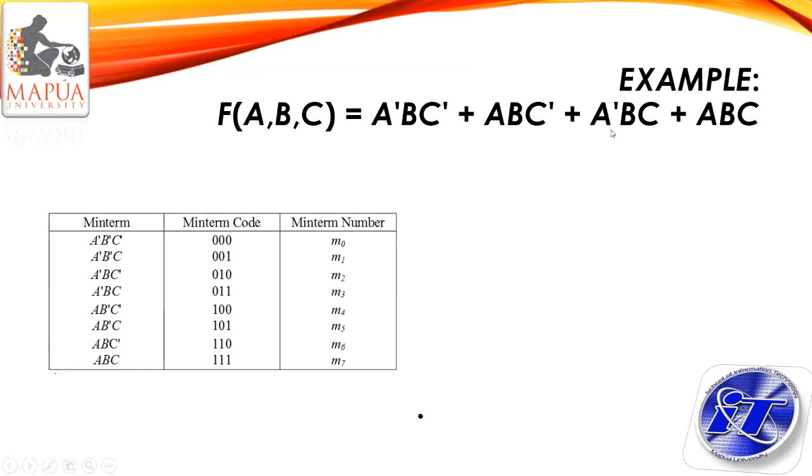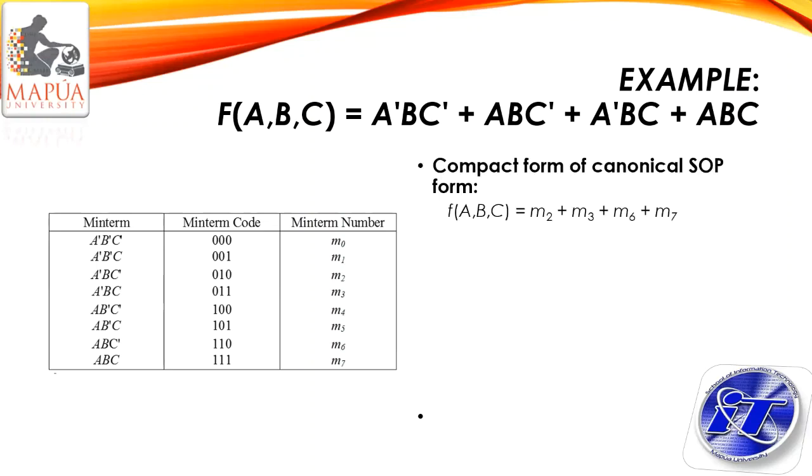Now let's convert the four product terms. A' B C', this is 2, so we have M sub 2 for the first term. A B C' is 1, 1, 0, so it means M sub 6. A' B C is 0, 1, 1, which means M3. And A B C is M7. So when we write the SOM, this will be our answer: M2 plus M3 plus M6 plus M7.